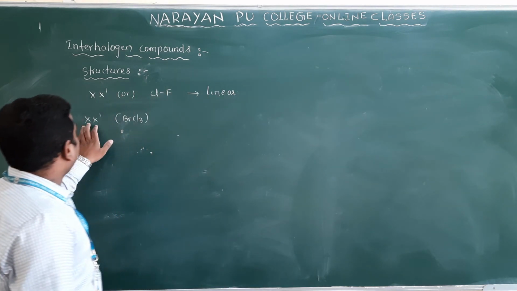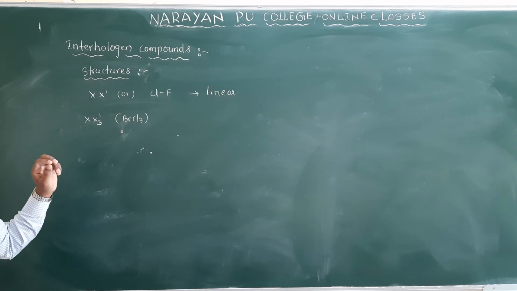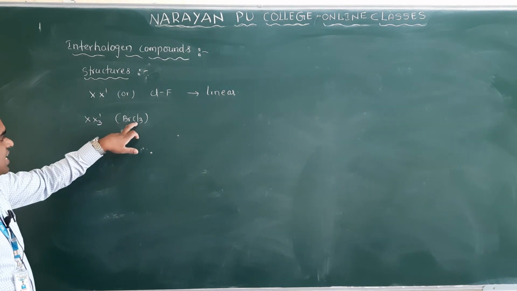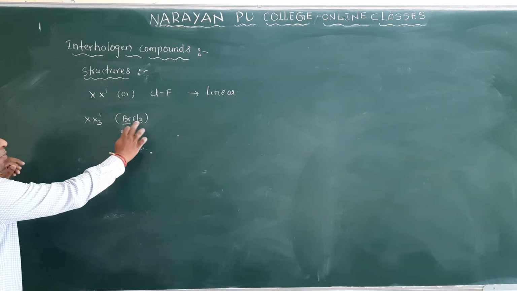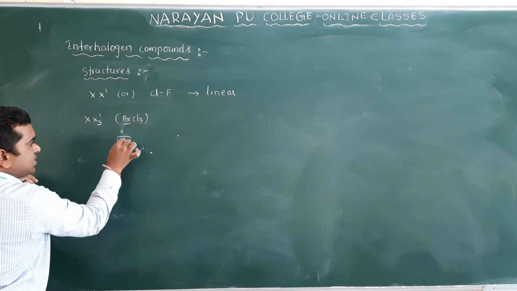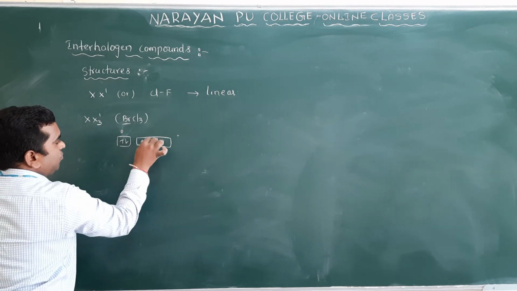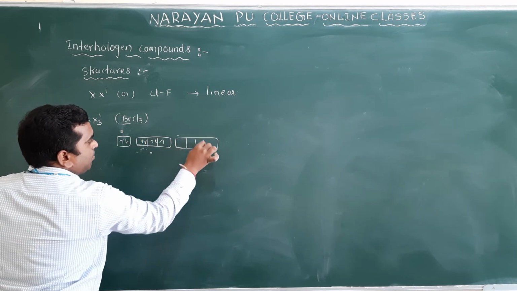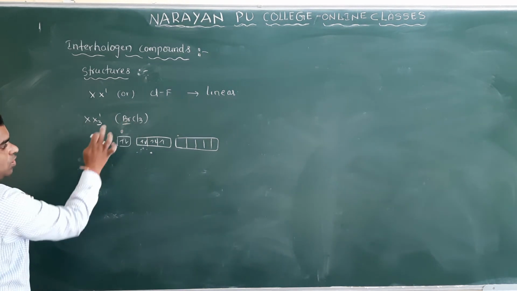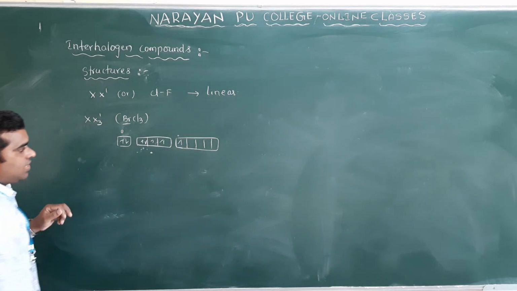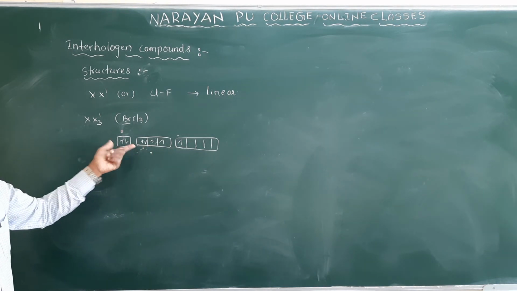Clear? Next one. If I take XX'3, what is the shape you have to write? So I have taken BrCl3. What is the central atom here? Bromine. Bromine is forming how many bonds here? 3 bonds, with the 3 chlorine atoms. So 1, 2, 3, 4, 5 electrons. 3 bonds means 3 bond pairs. And how many lone pairs? 2 lone pairs.